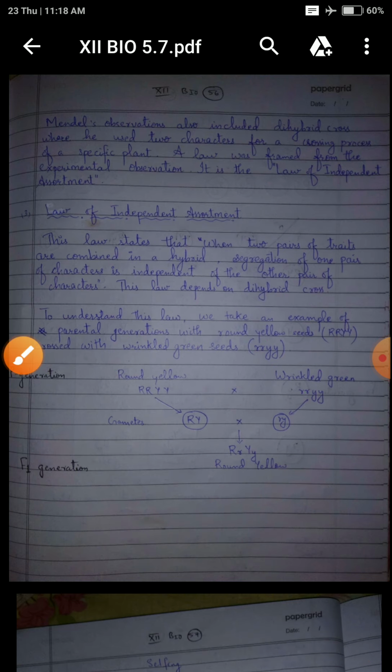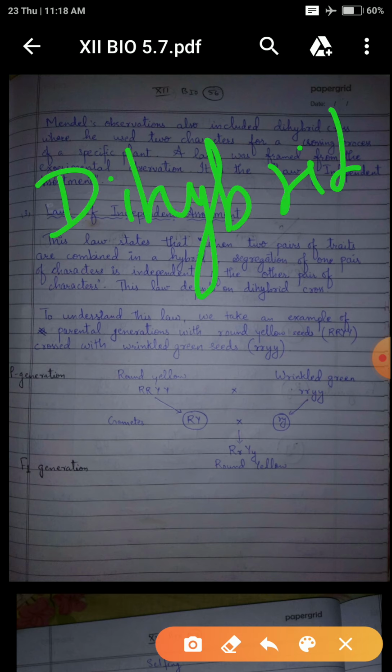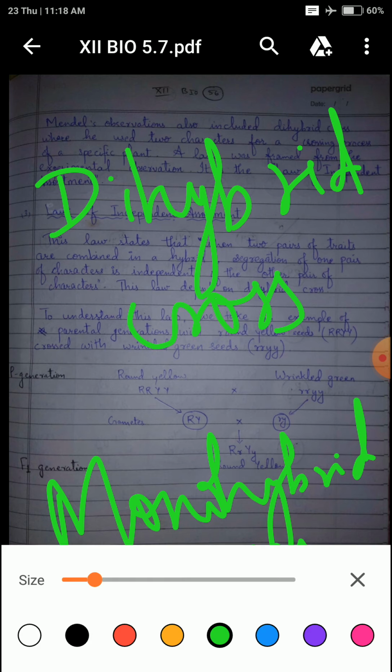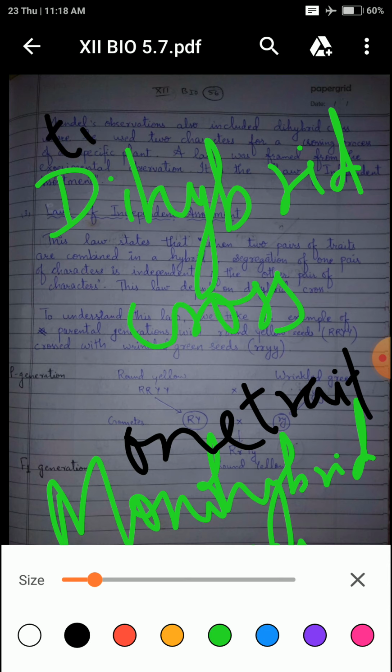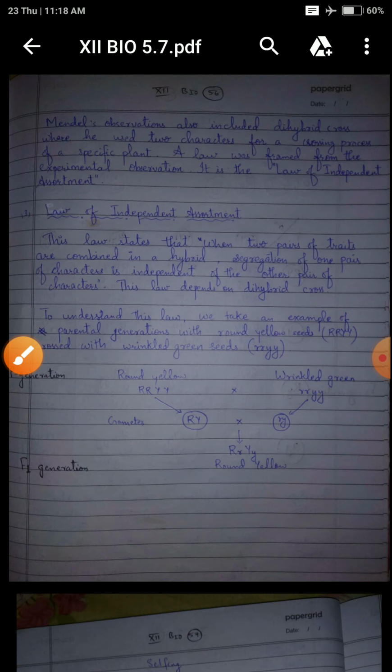In today's class we will discuss what law is based on a dihybrid cross, because Mendel did experiments on both types of crosses. One is the monohybrid cross, where only one character or trait was taken, and in the dihybrid cross two characters or two traits were taken at a time. So we will discuss how Mendel took it and what scenarios happened.